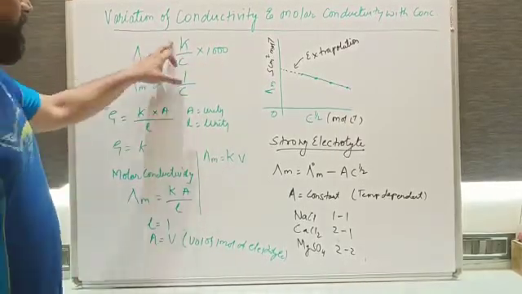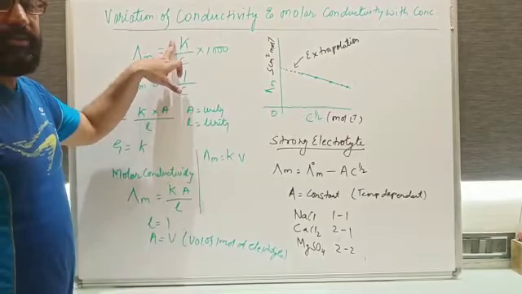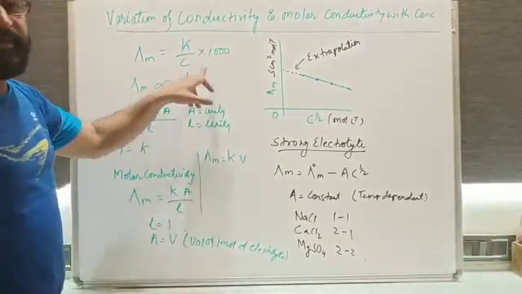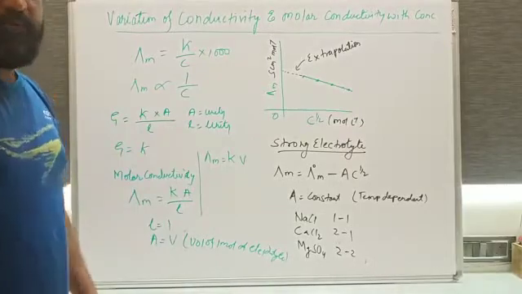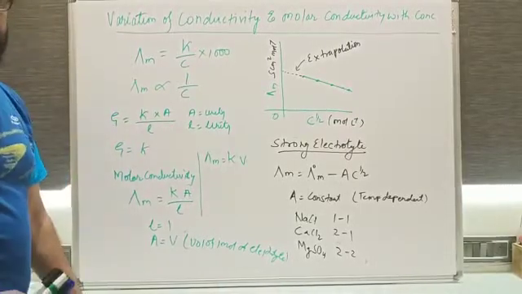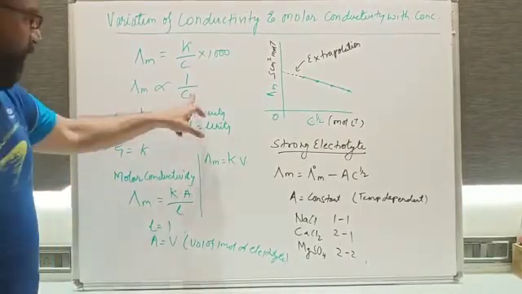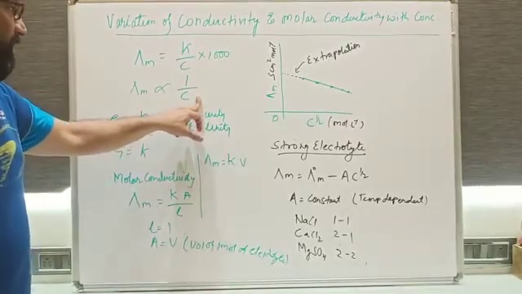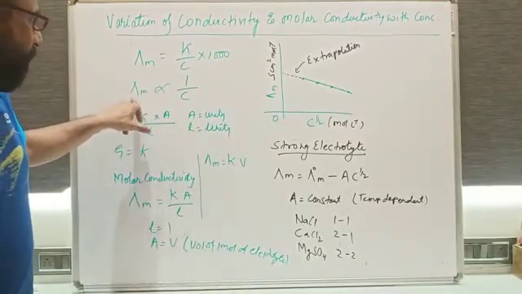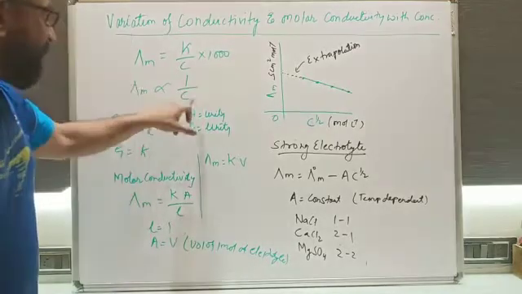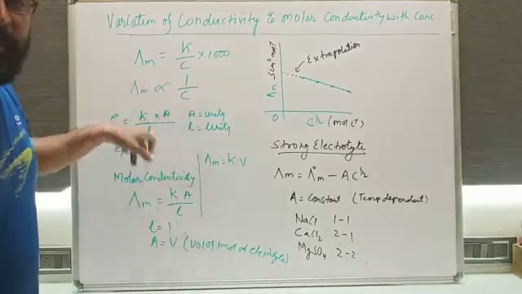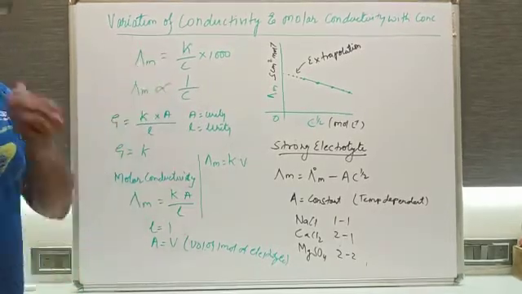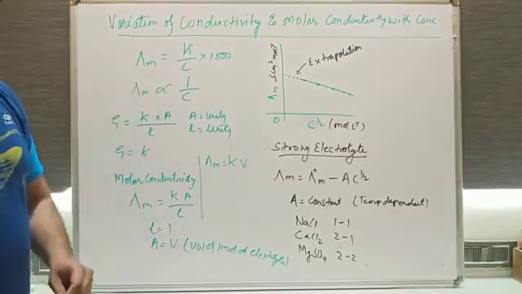Fine. If the conductivity is constant, then you can say that molar conductivity will be inversely proportional to the concentration of the solution or the concentration of the electrolyte. So what is the meaning of that? It means that if you decrease the concentration, then molar conductivity will increase, and if you increase the concentration, then molar conductivity will decrease. Is it fine, students? So this is the relationship, and you need to keep this in mind.